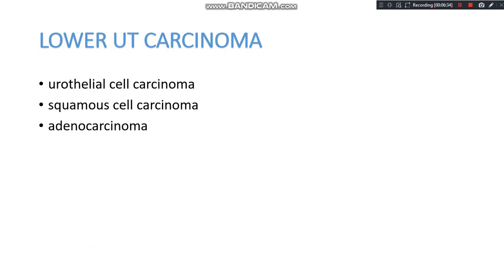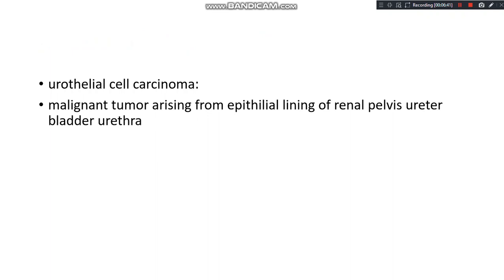Now let's talk about lower urinary tract carcinoma. We have three types here: urothelial cell carcinoma, squamous cell carcinoma, and adenocarcinoma. Starting with urothelial cell carcinoma, it's a malignant tumor arising from the epithelial lining of the renal pelvis, ureter, bladder, and urethra. Recalling, the epithelium of the urinary tract is transitional epithelium, right? So there is a mutation within this transitional epithelium, and that results in the malignant tumor. It can involve the renal pelvis, ureter, bladder, and urethra, but most commonly it occurs in the bladder. Remember that most commonly this occurs in the bladder.